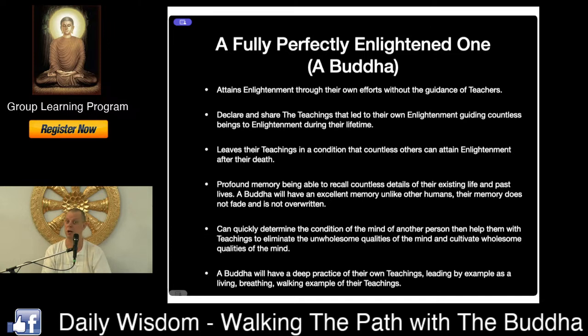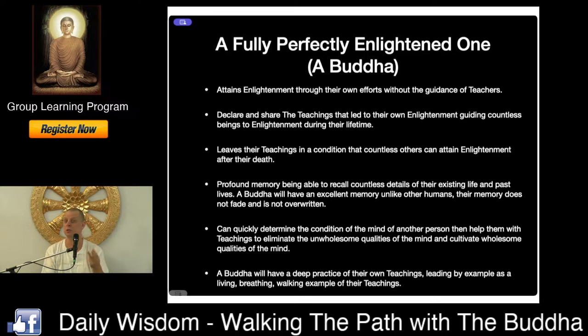It's very rare for there to be a Buddha in the world. A Buddha meets three primary criteria. The first criteria is that they get to enlightenment on their own without the help of any teachers or any guides. That's the first criteria. The second criteria is that they dedicate the rest of their life to sharing their independently discovered teachings with countless people, and countless people get to enlightenment.